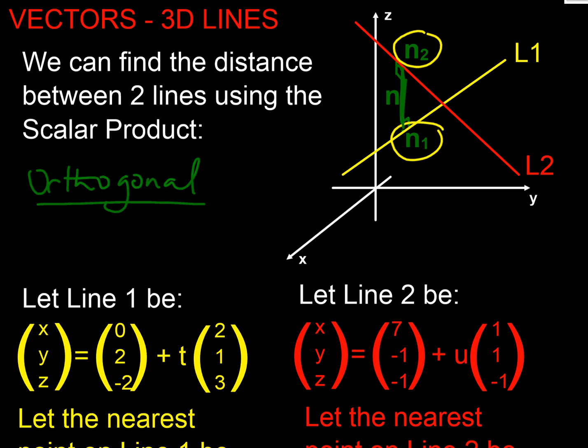Well, I've got my 2 line equations here. There's one for the yellow line, here's the one for the red one, and what we do know is that our vector n must be at right angles to each of those, orthogonal to both of those. So if I find the dot product, the scalar product of that with the line vector, they must be 0.